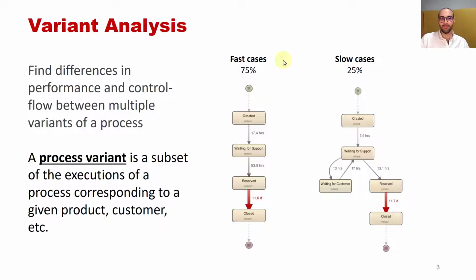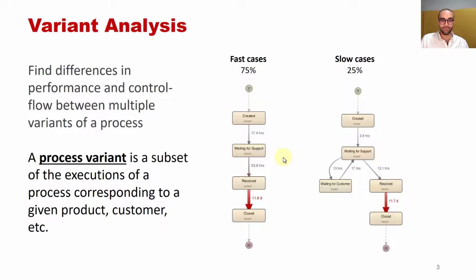For example, here we have the fast cases on the left-hand side and the slow cases on the right-hand side. As you can see, there is a created activity followed by waiting for support and then followed by resolved. This is for the fast cases, which represent 75% of the cases. However, the slow cases have the created activity followed by waiting time, but after that, the waiting time is either followed by a resolved or the waiting for customer, and there is even a loop there. This is one of the simplest ways of comparing two event logs.